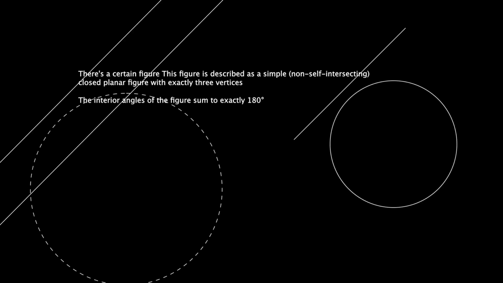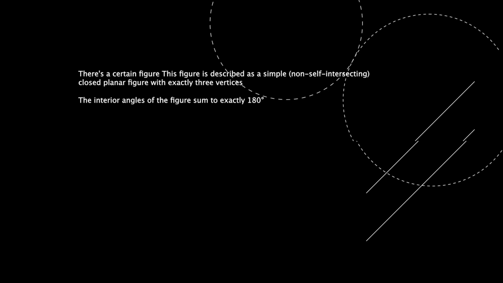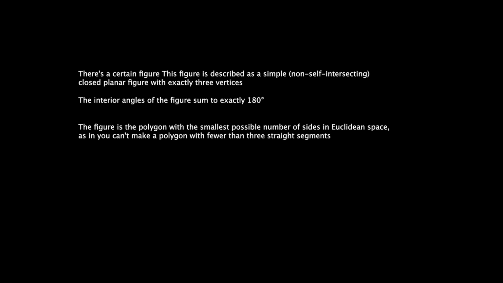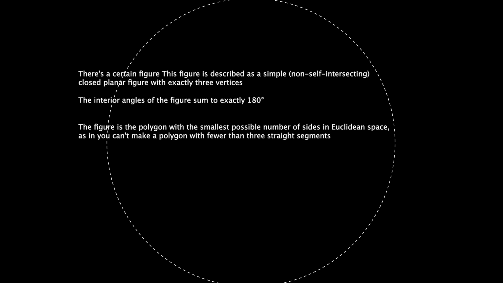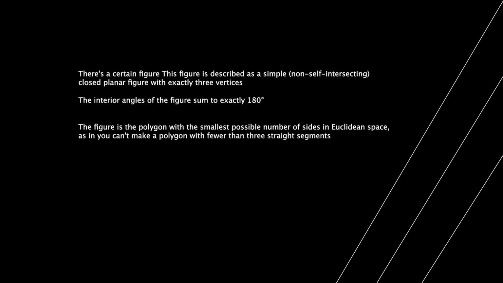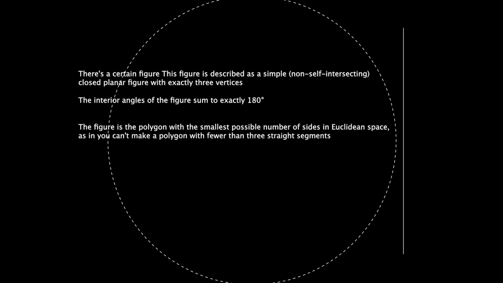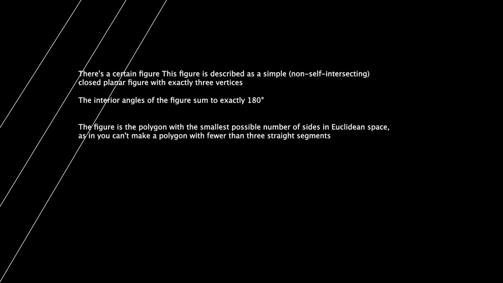In geometry, you're told, there is a certain figure. This figure is described as a simple, non-self-intersecting, closed planar figure with exactly 3 vertices. The interior angles of this figure sum up to exactly 180 degrees. The figure is the polygon with the smallest possible number of sides in Euclidean space. As in, you can't make a polygon with fewer than 3 straight segments.